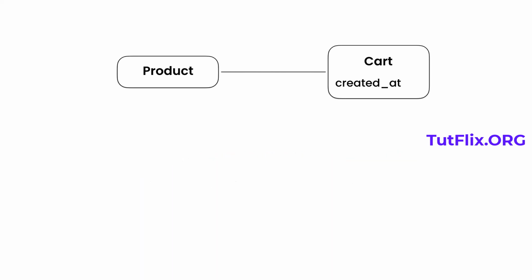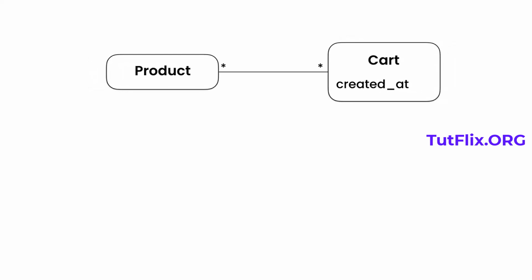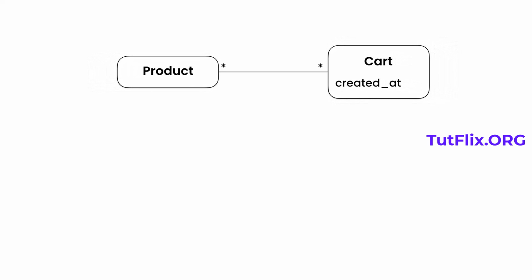Now, we need a relationship or an association between products and carts because a cart can have multiple products and a product might be in different carts. So here we have a many-to-many relationship between products and carts. Now, sometimes the relationship between two entities can have attributes. For example, if a product is in a shopping cart, we need to know how many instances of that product we have in the shopping cart. So this relationship itself should have an attribute called quantity.